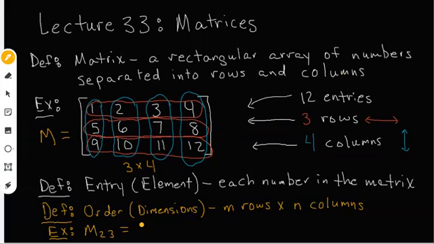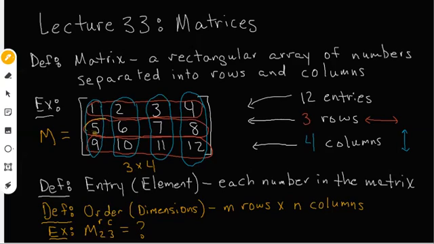So what is M23? Well, the first number is always going to be the row number. So 2 is going to be the row that I'm looking at. So I want to look at row number 2. And then the next number that comes is going to be the column number. So the column number always comes after the row number, right? It always goes row by column. So what I'm looking at is I want to look at the second row.